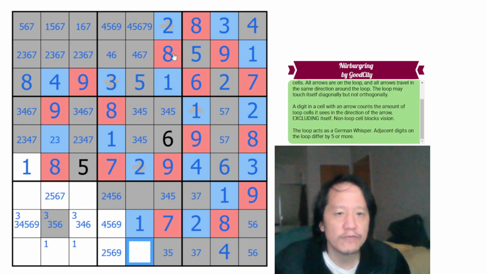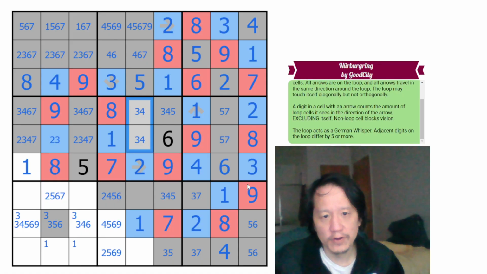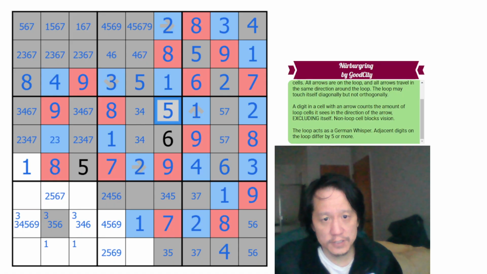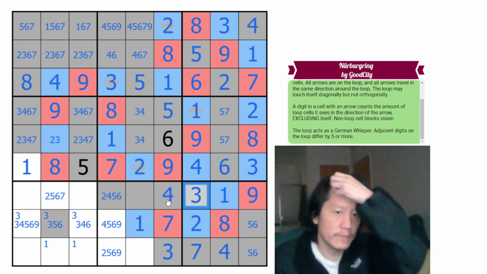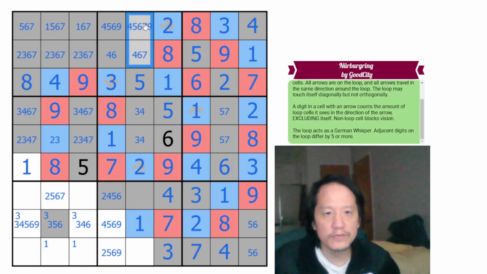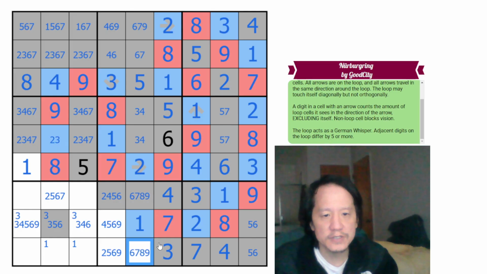Oh, this is 5. So this can't be 5 here. So this is 3 or 4, which forces this to be 5. This can't be 5, so this is 3. Okay, well, there you go. This is 3, therefore this is 7. This is 3. This is 3 or 4, so none of these can be 4. And it can't have a 5 anymore, so this can't be 5. Therefore, we have 6, 7, 8, and 9 here. And this is also 6, 7, 8, and 9. But this can't be 7 or 9. And this can't be 7.